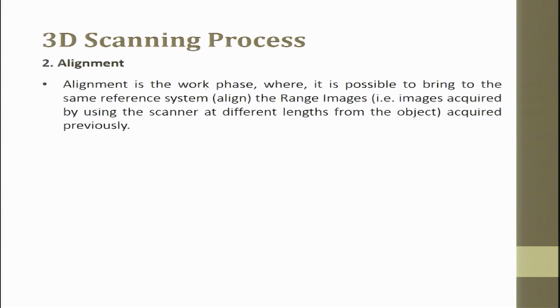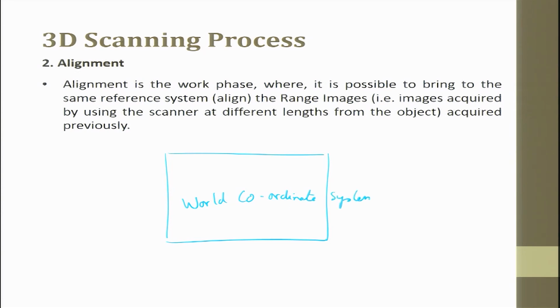Alignment. Alignment is the work phase where it is possible to bring to the same reference system the range images, that is, the images acquired using the scanner at different lengths from the object, acquired previously. So alignment is something very, very important. Basically, when you use CAD also, you have a world coordinate system, and then you have a user coordinate system.